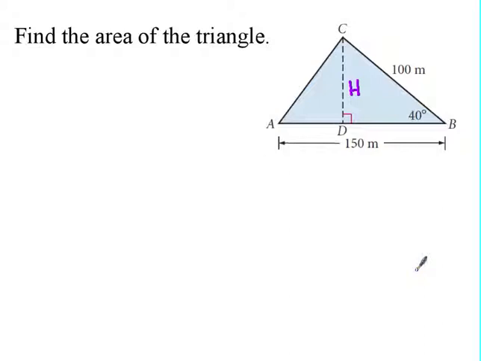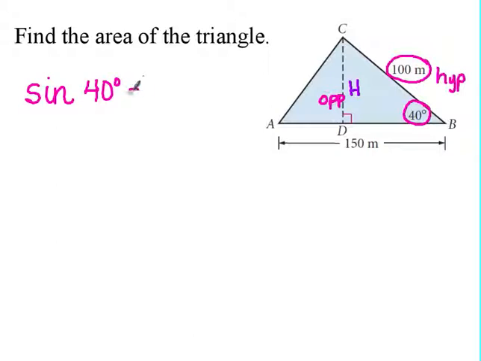In order to find that, I'm going to utilize two pieces of information: the 40 degrees, and the 100 meters. So using that 40 degrees, let's label. What side is H? Opposite. What side is 100? Hypotenuse. So what ties in opposite and hypotenuse? Sine. So I know that the sine of 40 degrees will equal H over 100. Let's solve that and find what H is.